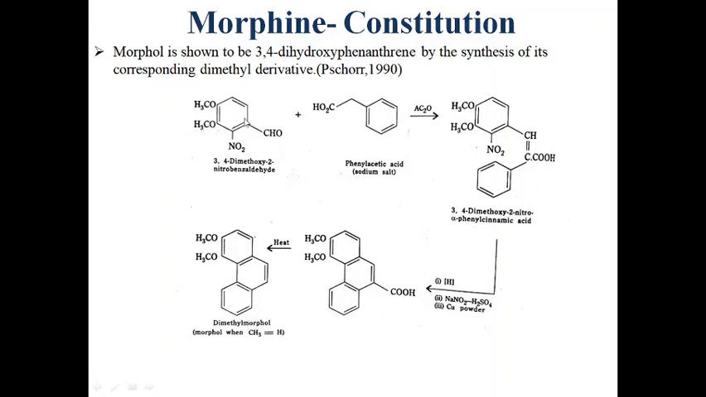This is the synthesis of morphol. As you can see, the starting compound which we have taken is 3,4-dimethoxy-2-nitrobenzaldehyde. Numbering is done from the aldehyde group: 1, 2, 3, 4. 3,4-dimethoxy-2-nitrobenzaldehyde plus phenylacetic acid. The sodium salt of phenylacetic acid is taken in the presence of acetic anhydride. Here the condensation reaction takes place, a water molecule is removed, converting it to CH double bond C, COO.